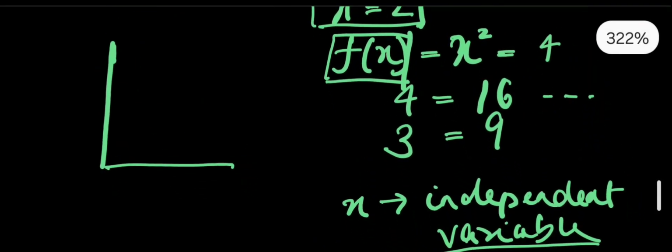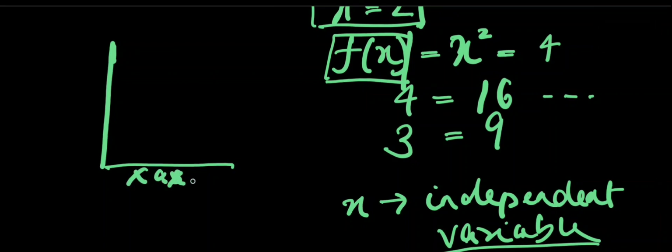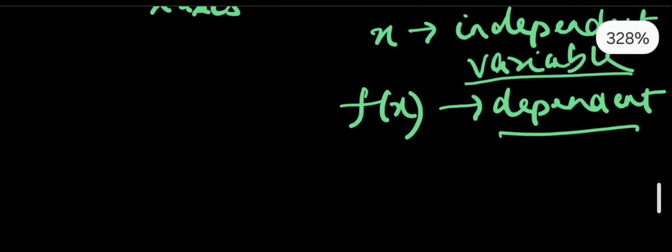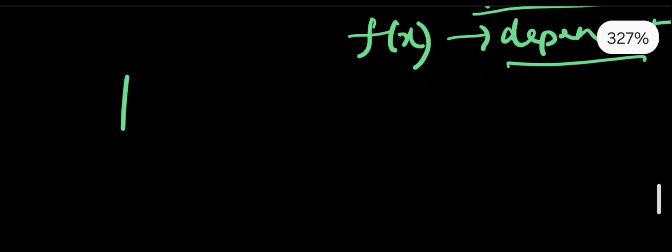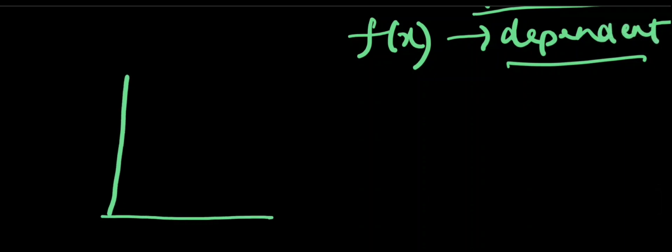Alright, so on a graph we know that the x-axis has the independent variable and the y-axis has the dependent variable. So if we represent this on a graph, this would be x and this would be f of x.